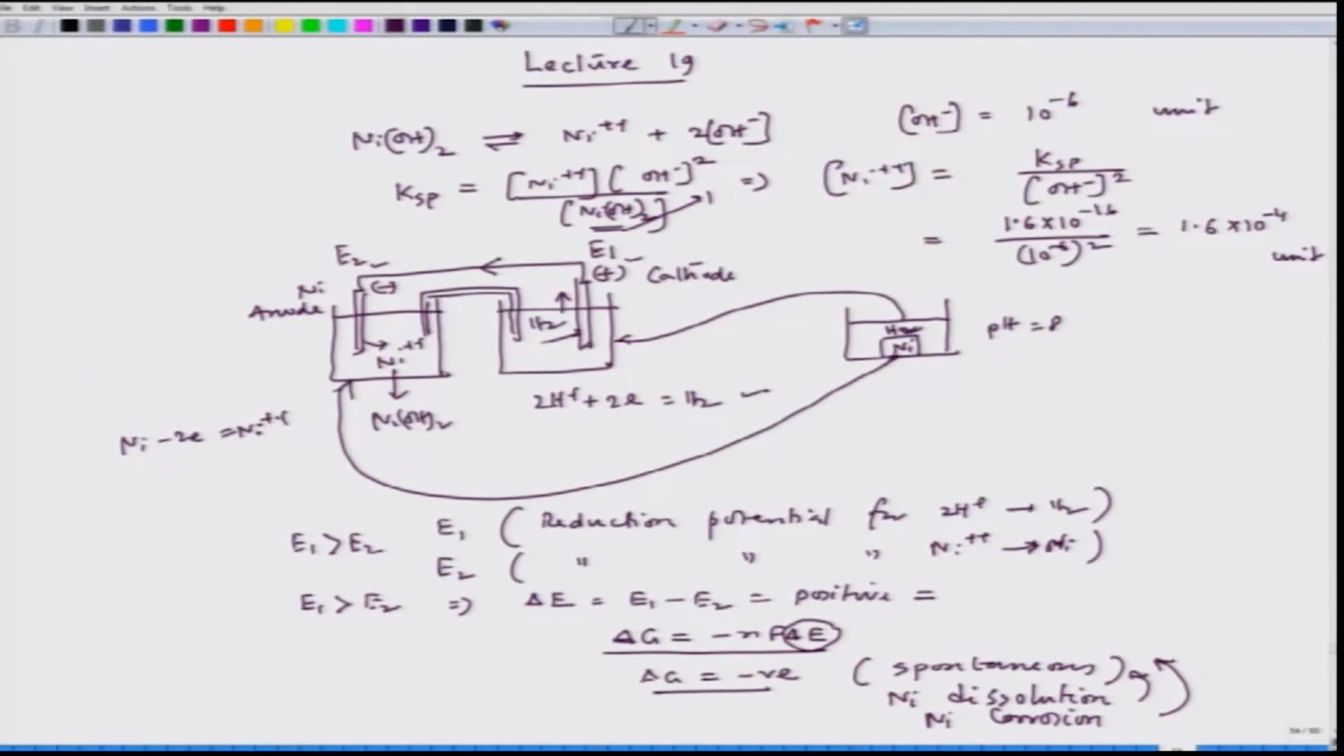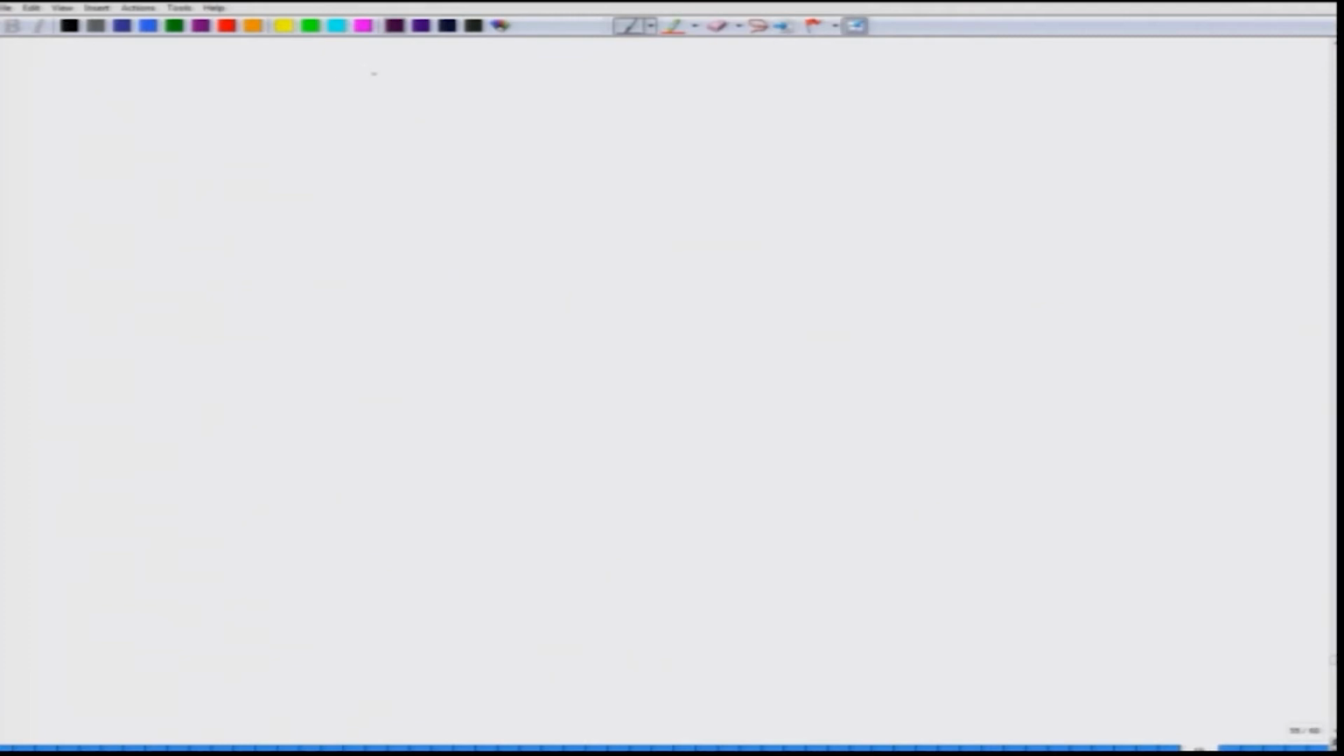Now, our main interest should be to find out the reduction potential on this side and the reduction potential on that side. So, let us find out. Now, we have all the data, because the nickel ion concentration we know, which is 1.6 into 10 to the power minus 4, we can consider molar unit. So, now H plus is equal to 10 to the power minus 8. Now, let us see what potential it would get.